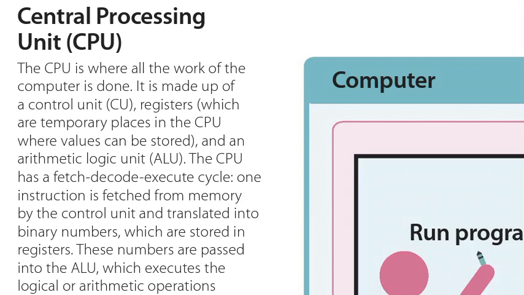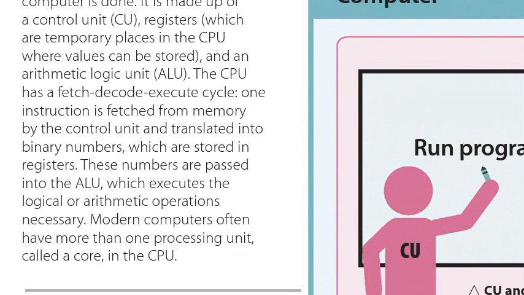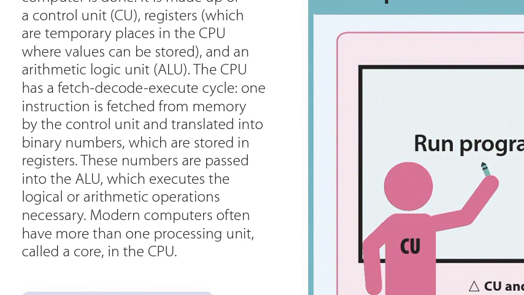Central Processing Unit means CPU. The CPU is where all the work of the computer is done. It is made up of a control unit, CU, registers, which are temporary places in the CPU where values can be stored, and an arithmetic logic unit, ALU.